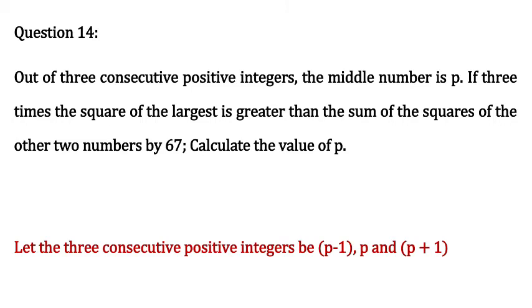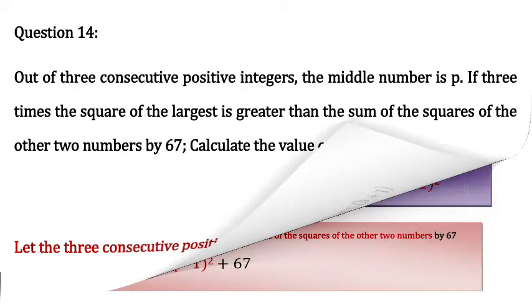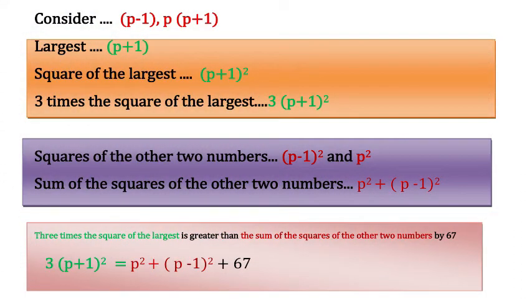If there are three consecutive numbers, if the middle one is p, then the preceding will be p minus 1 and the succeeding will be p plus 1. Move to the next slide. Even this slide is given for your reference to understand the question, and do not copy this in your classwork. Let us consider the three consecutive natural numbers as p minus 1, p and p plus 1.